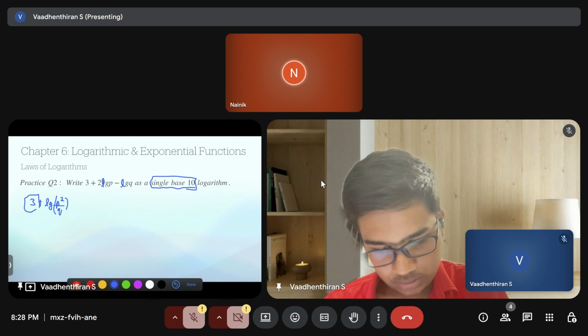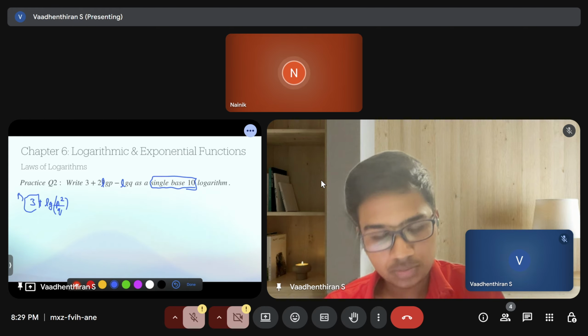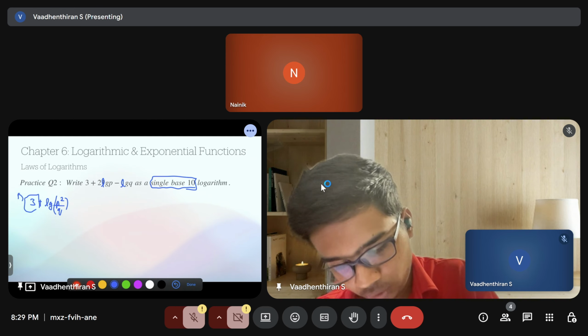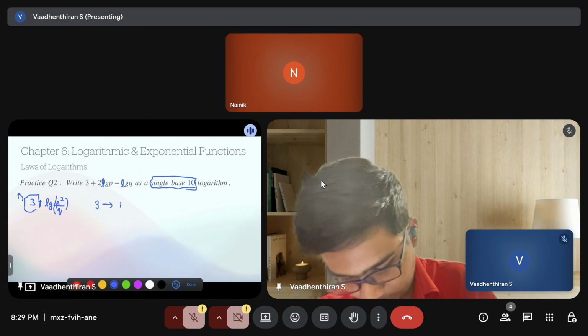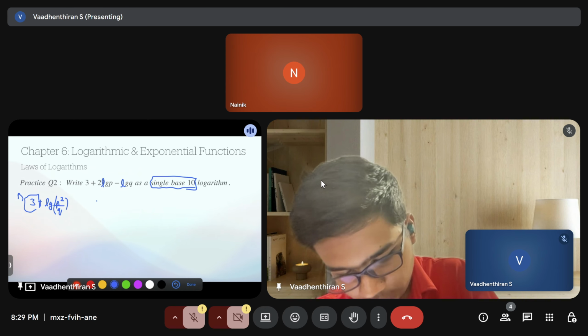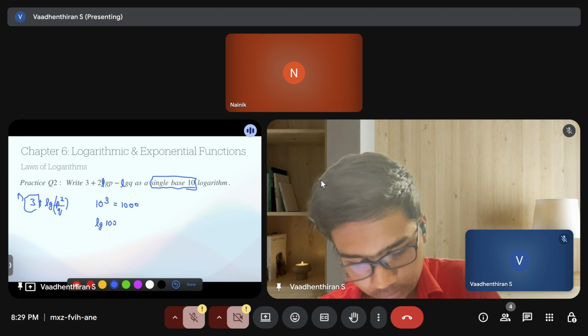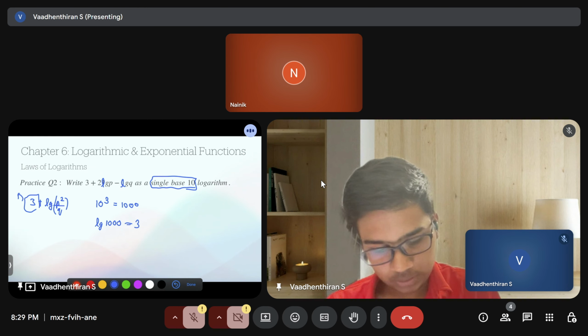That's what I'm so confused about. You need to convert this to logarithms. How did you do that? So it would be 3 lg 10? No. What is 3 actually in terms of 10? It's 10 cubed, and 10 cubed is 1000. So lg 1000 would be 3.